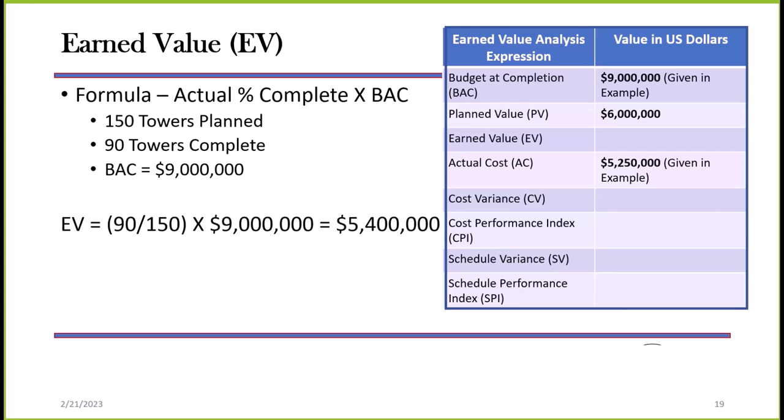$5.4 million. I plug that into my table right here, the earned value management results, and then I go on. Remember, our planned value was $6 million. Our earned value is $5.4 million. We have a problem, don't we? Okay? Let's go on to see what our problem is.